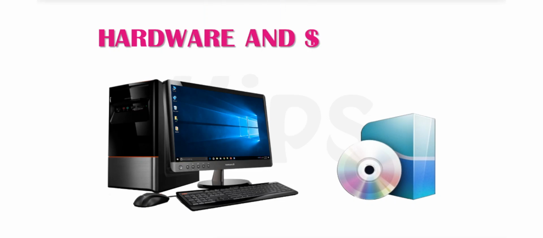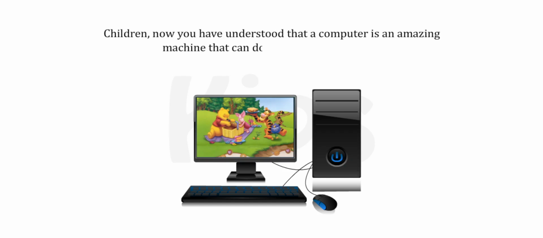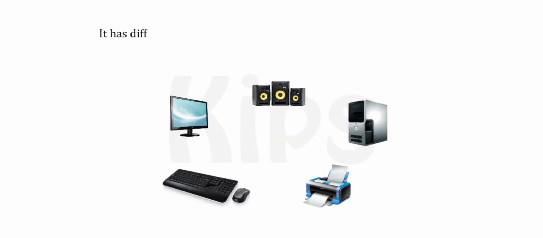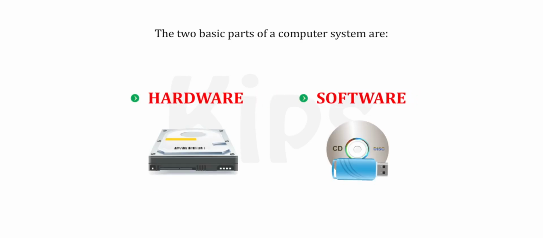Students, let us learn about hardware and software. Children, now you have understood that computer is an amazing machine that can do different types of jobs. It has different parts that work together to form a computer system. The two basic parts of a computer system are hardware and software.